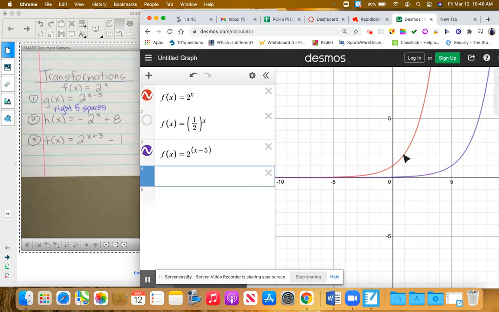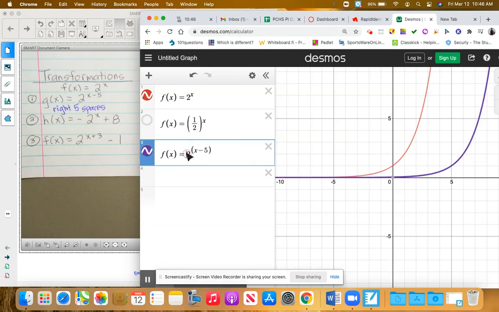Again, if we compare this to other functions that we studied this semester, same thing. Whether it was quadratic or cubic or any other function that we've been studying, it still would have moved right 5 spaces. So that's the one that's the opposite of what you think.